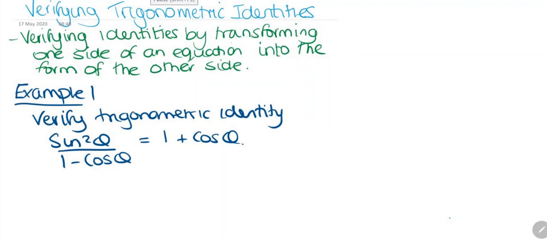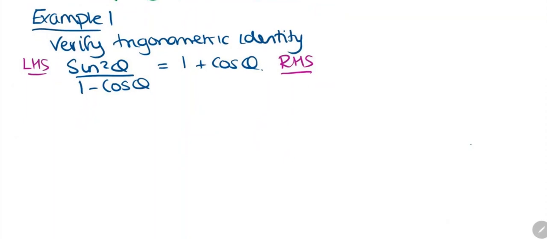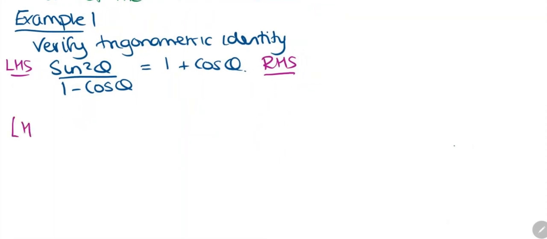So verifying trigonometric identities, we need to verify the identities by transforming one side of an equation into the form of the other side. So that's to make the left-hand side equal to the right-hand side. So this is my left-hand side of my equation and my right-hand side. I'm going to look at the left-hand side and I'm going to prove that it is equal to the right-hand side.